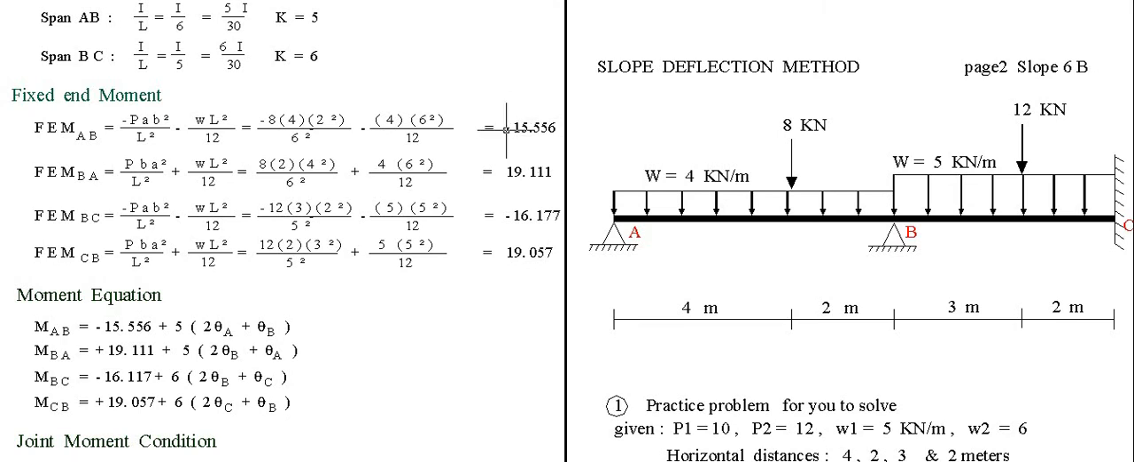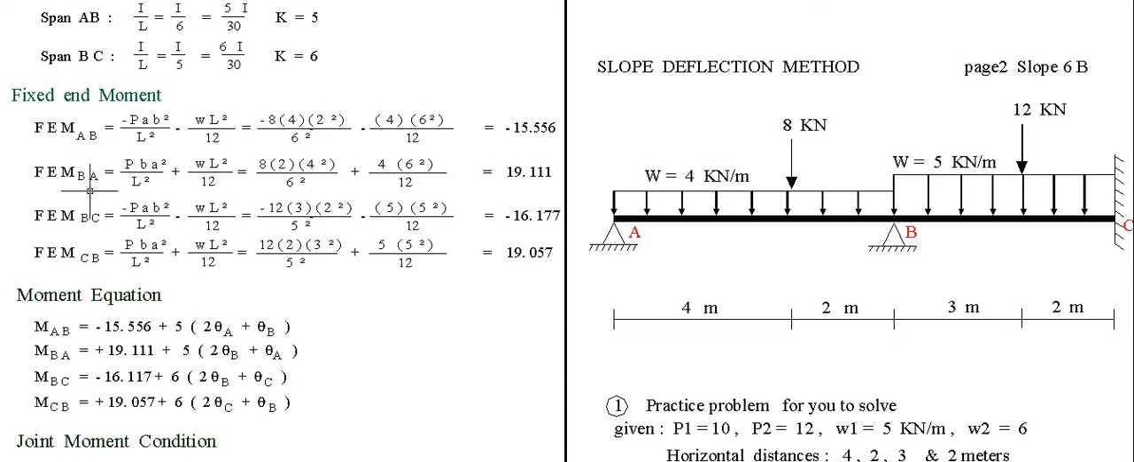Okay, we assume first the sign numbers. For AB, this is minus here, then plus, then minus, then plus. If we have more spans, we continue the sign as minus, plus, minus, then plus. That is why in our computation of fixed end moment, it is minus, plus, then minus, then plus. Okay, it is not hard to understand, just minus, plus, minus, plus.